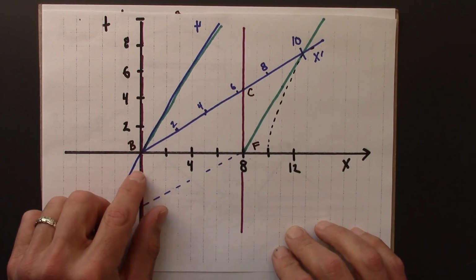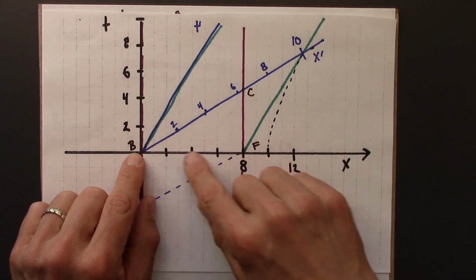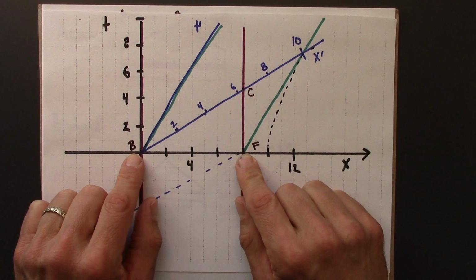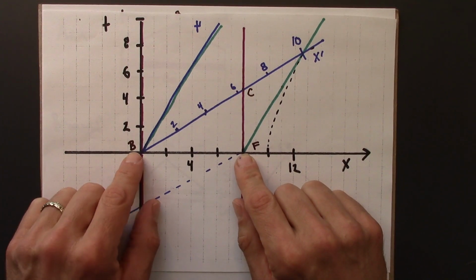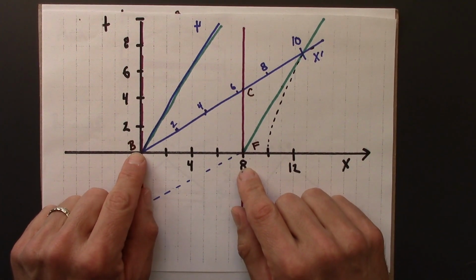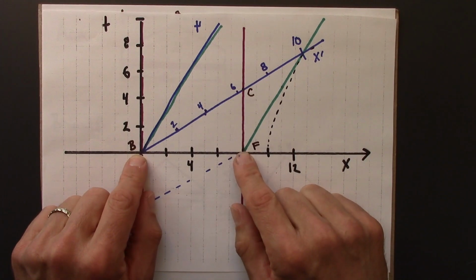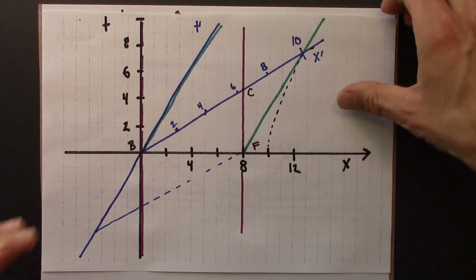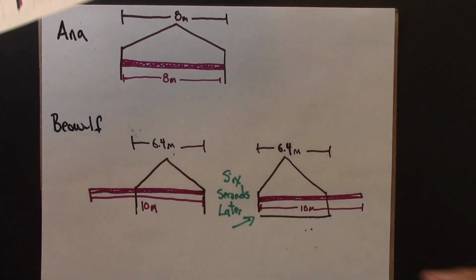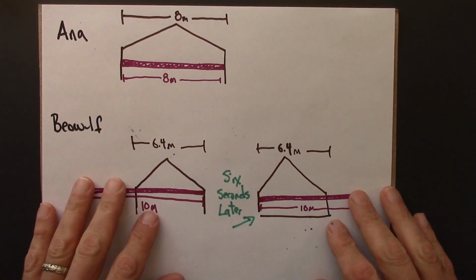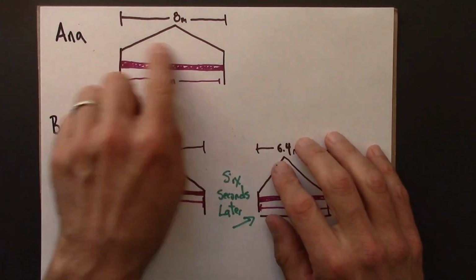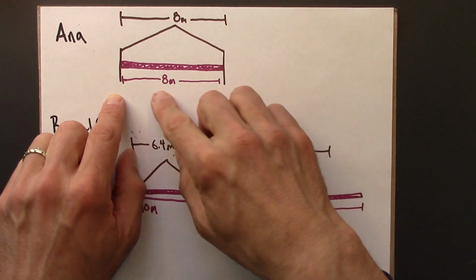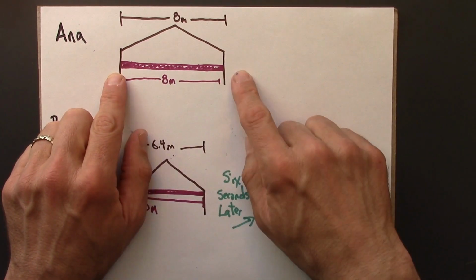In particular, what we're seeing here is that these two events, the front of the pole aligning with the front of the barn and the back of the pole aligning with the back of the barn, are simultaneous in Anna's frame, but they aren't simultaneous in Beowulf's frame. So here's a drawing that illustrates that. So this is what Anna sees. This is a barn. It's a brown structure with a pointy roof. And then this is the pole.